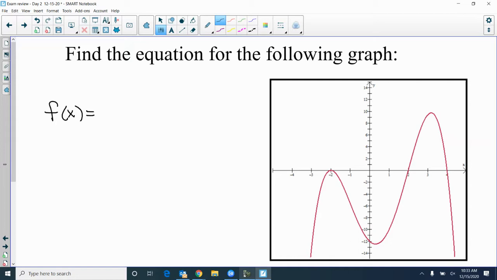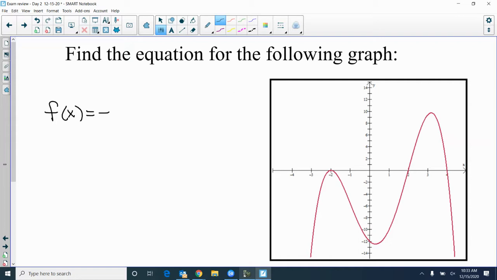One thing to always consider is whether you'll have a positive or negative leading coefficient. In this case, it has to have a negative leading coefficient, since it opens down. So just put a negative in front of the whole thing.